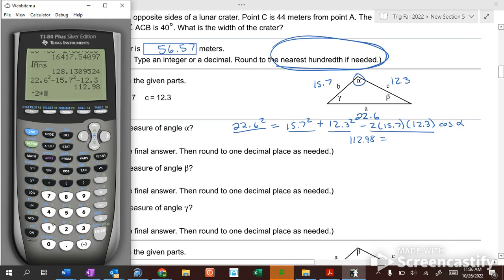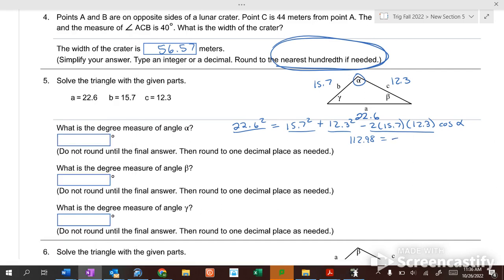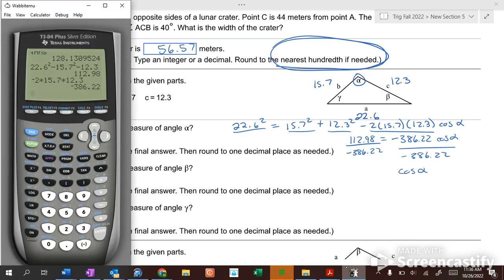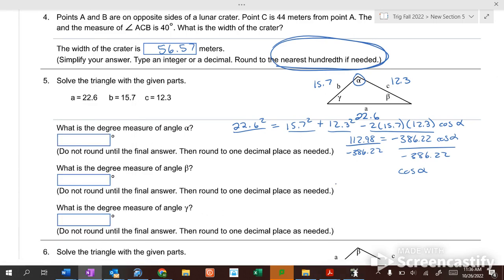So 22.6 squared minus 15.7 squared minus 12.3 squared equals 112.98, equals, and then multiply these together. Negative 2 times 15.7 times 12.3 is negative 386.22. Divide by negative 386.22. Cosine of alpha equals whatever that decimal is, and then do the inverse cosine of the answer. So you take this divided by this and do inverse cosine of the answer. So it's 107 point whatever.